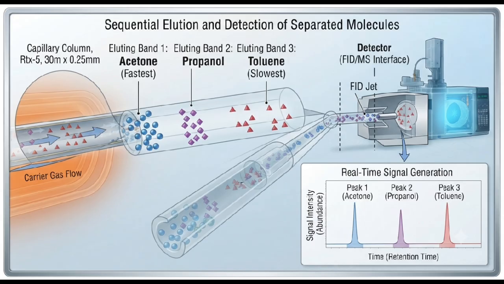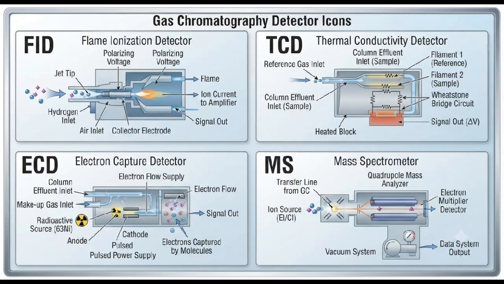Compounds reach the detector. After separation, the compounds leave the column one after another and enter the detector. The detector responds to the compounds as they pass through it and converts their presence into an electrical signal. Different detectors are selected depending on the analytical requirement. Some commonly used detectors include FID, TCD, ECD, and mass spectrometric detectors.